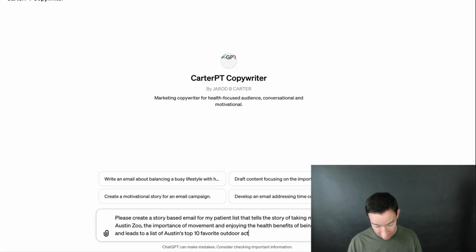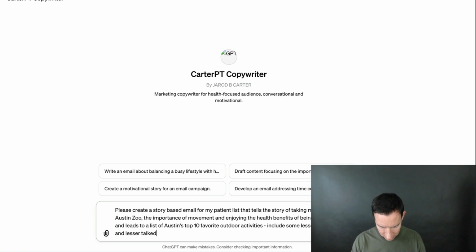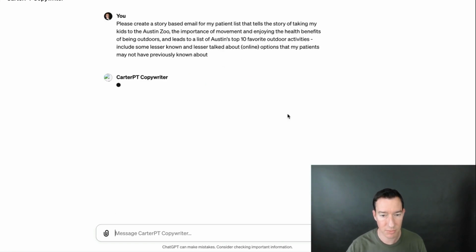It's a very outdoor kind of city. Our patients are generally quite active, and I think that just providing, hey, here's, and I'll just say include some lesser known and lesser talked about options that my patients may not have previously known about. Online, because this does crawl the internet. All right, let's see what it comes up with.